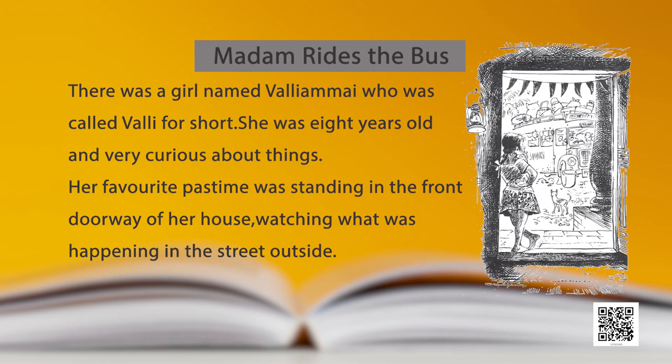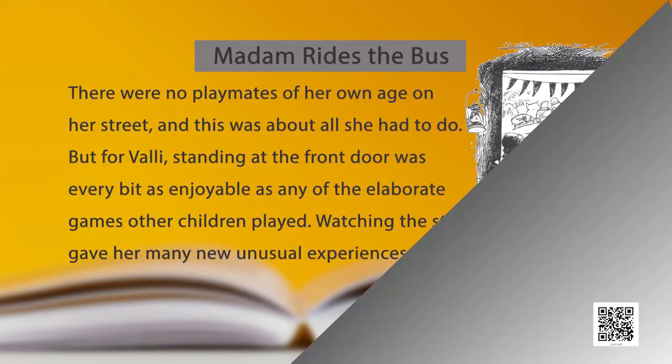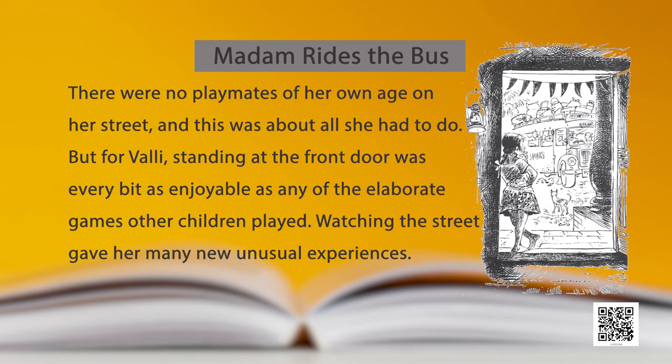There was a girl named Valliyammai, who was called Valli for short. She was 8 years old and very curious about things. Her favorite pastime was standing in the front doorway of her house, watching what was happening in the street outside. There were no playmates of her own age on her street, and this was about all she had to do. But for Valli, standing at the front door was every bit as enjoyable as any of the elaborate games other children played. Watching the street gave her many new, unusual experiences.